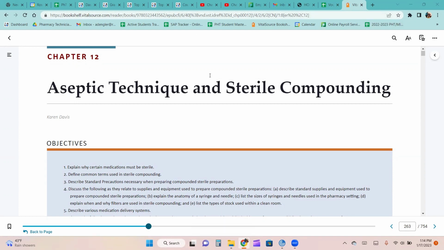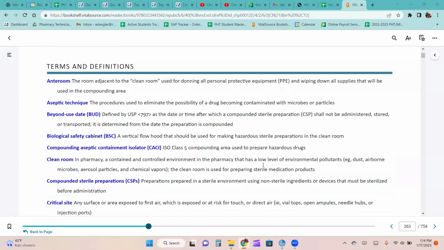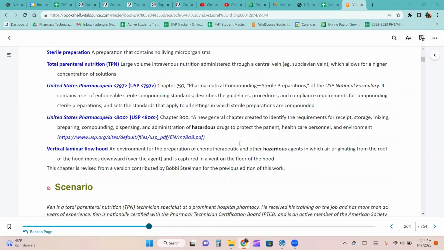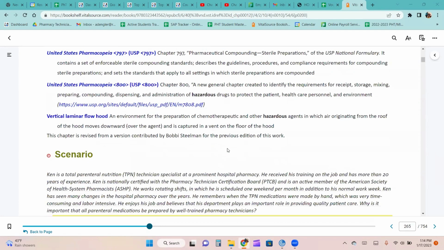Chapter 12, Aseptic Technique and Sterile Compounding. We'll skip over the terms and definitions because we'll cover them in the chapter. And there's quite a few for this chapter.